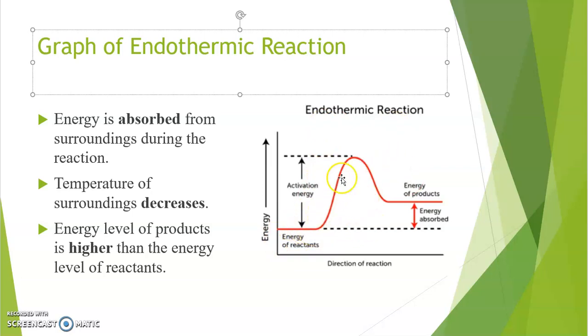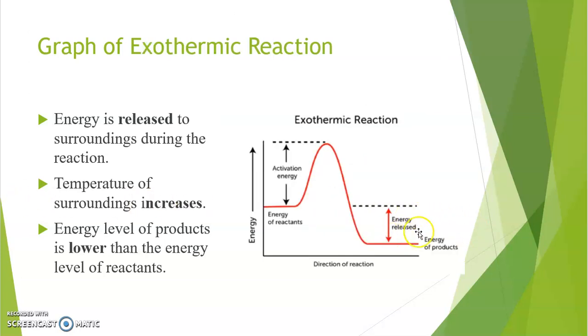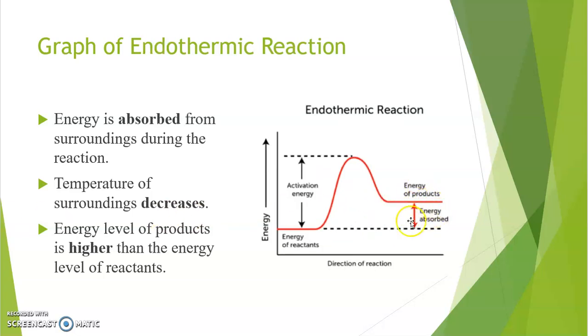Why? Because as the reaction proceeds, it needs energy to be supplied all the time. Energy is being supplied to the reaction as it proceeds from reactants to products. The difference between energy of products and reactants is the energy that is absorbed. It's opposite to the one we saw for exothermic, which is energy released. So the property here is that the energy of the products is higher than the energy of reactants.